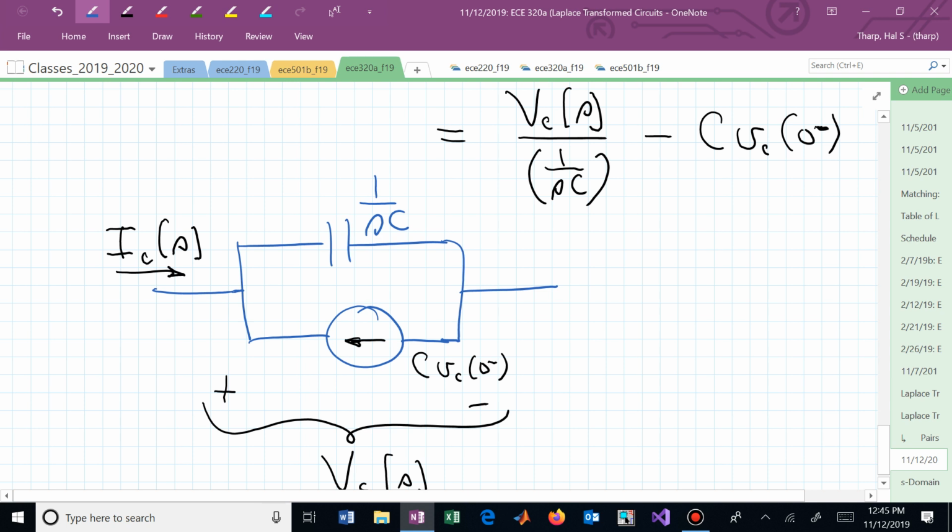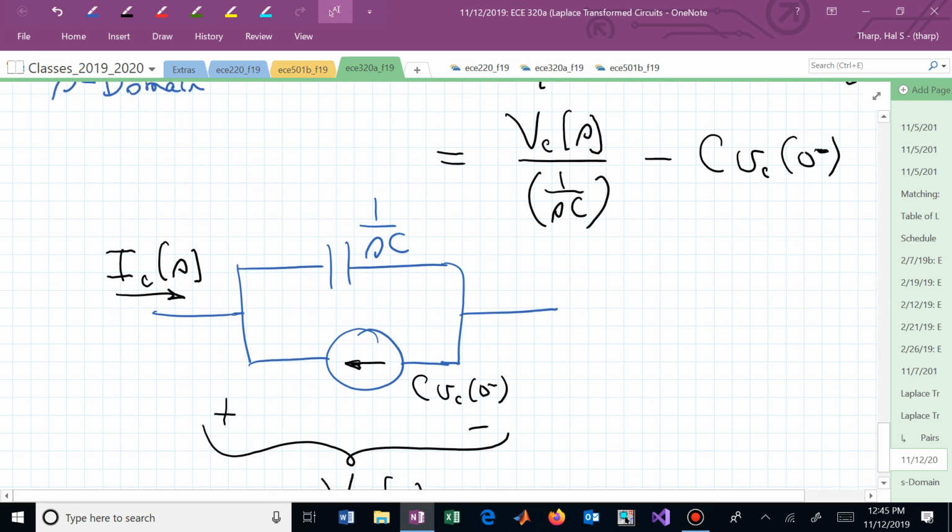Again, you can make that determination of which way the current source is going by performing a KCL at the node where you have I sub C coming in, and going out you have the current due to the impedance of the capacitor, and in fact the current due to the initial condition on the capacitor is actually going in and not going out, and that's the direction that the arrow needs to go, consistent with the minus C V sub C of 0 minus.